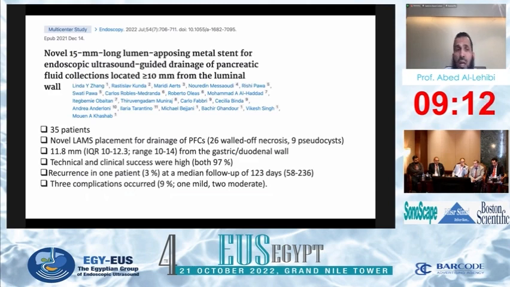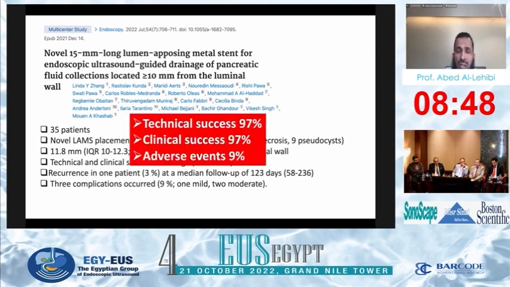Now, using the novel 15 millimeter length. Usually we have 10 millimeter. If you have a collection that is far from the luminal wall, it is difficult to reach with a 10 millimeter stent, so they have a novel 15 millimeter stent. It was clearly stated that the clinical success is higher, with technical success and adverse effects almost the same. So using the 10 millimeter and 15 millimeter stent is almost equal.